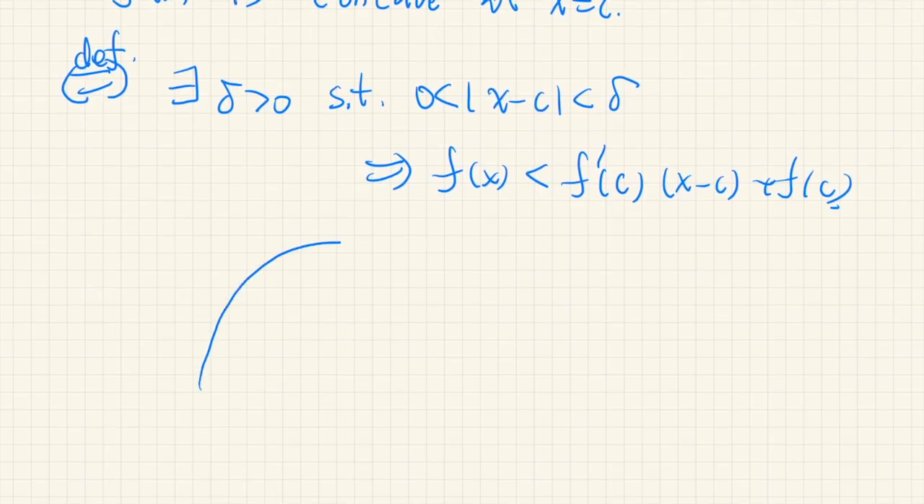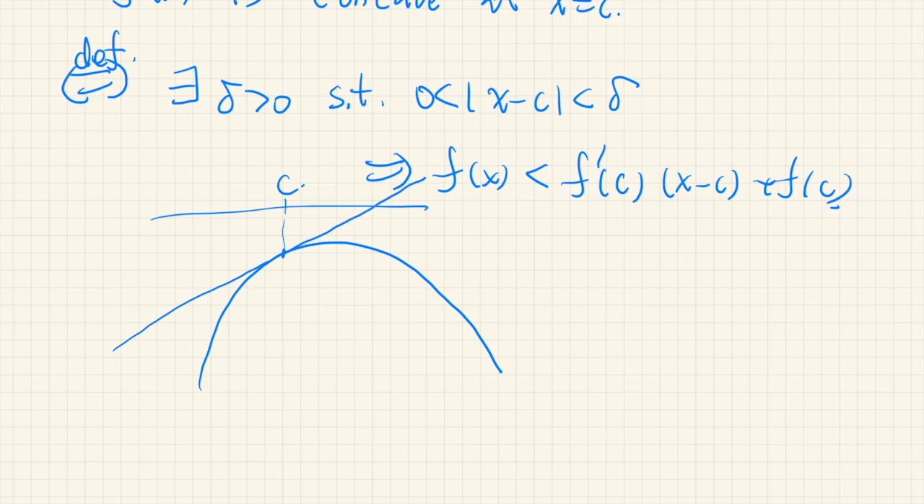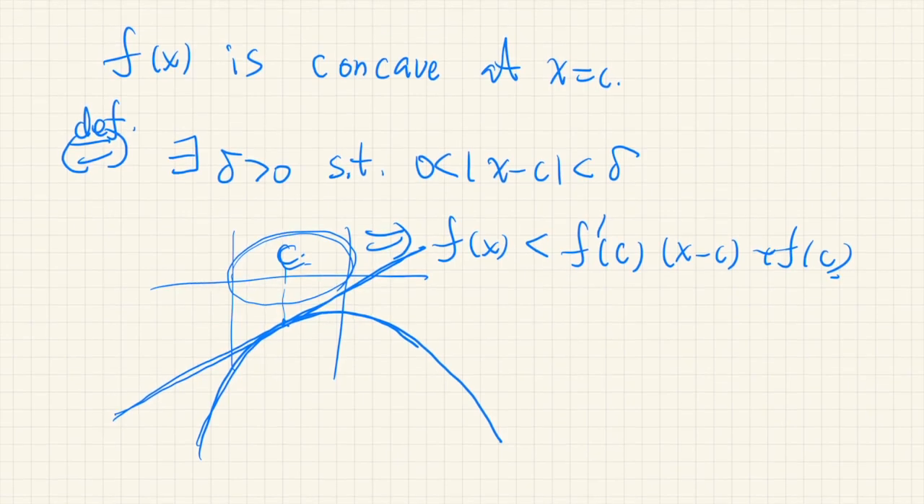That is, the function looks like this. And let's say this is x equal to c. And the tangent line at this point is something like this. So around x equal to c, so if we just look at some small region around x equal to c, then the value of the function is always below the tangent line at x equal to c. So this is what it means for the function f of x to be a concave function at x equal to c.